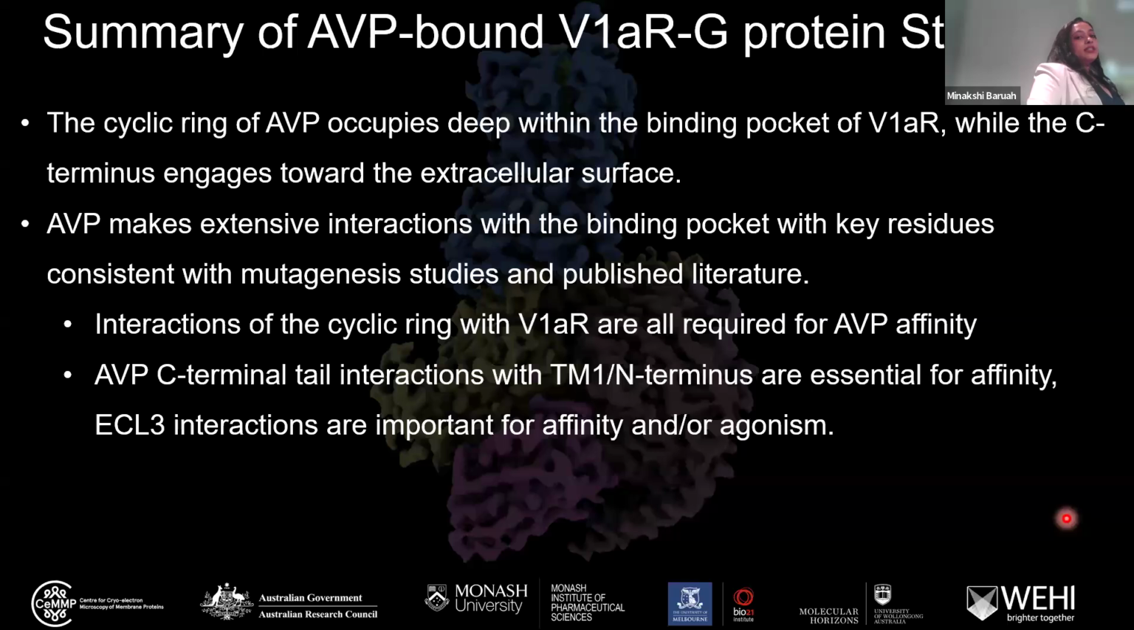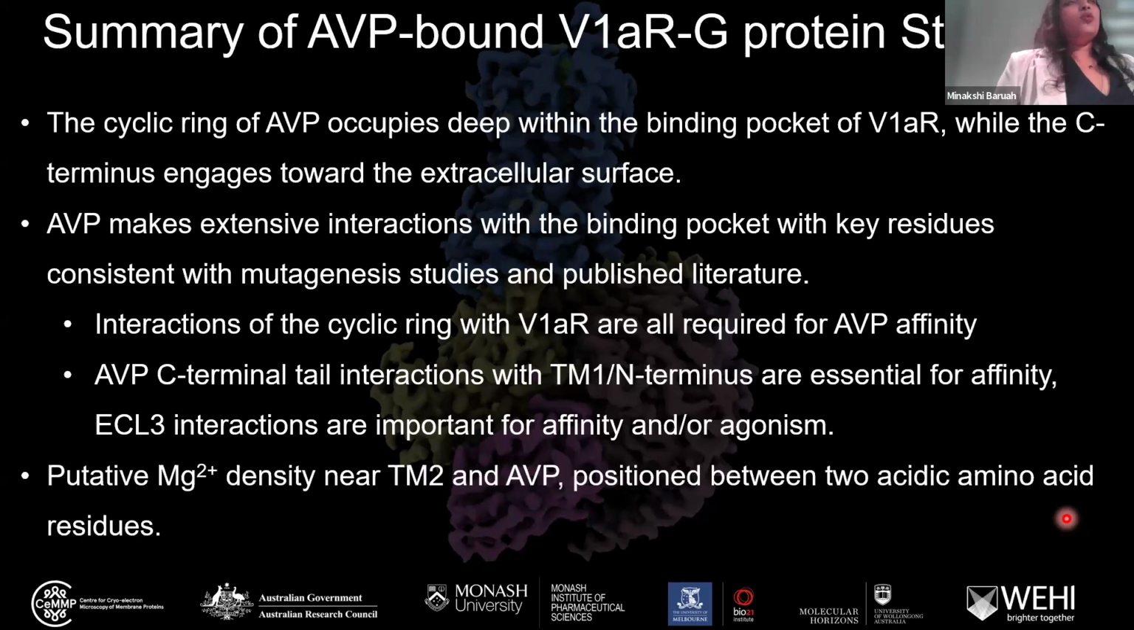And APP C-terminal tail interactions with the TM1 and N-terminus are essential for affinity, but ECL3 interactions are important for both affinity as well as the agonism or activation of the receptor. We also modeled the putative magnesium density near TM2 and APP, positioned between the two acidic residues.